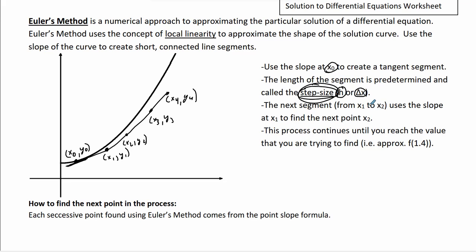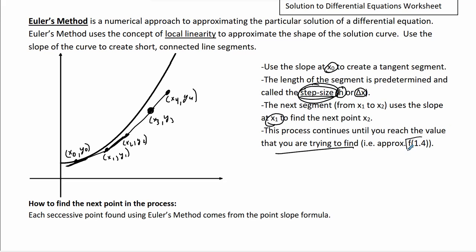So the next segment from x1 to x2, this segment right in here, uses the slope at x1 to find the next point, right? So the slope there is whatever, and we just follow those particular points up and up and up. So the slope of this point, or this dot here, is going to be the slope at x2, and then this value here is going to be the slope at x3. And the process continues until you reach the value that you were trying to find.